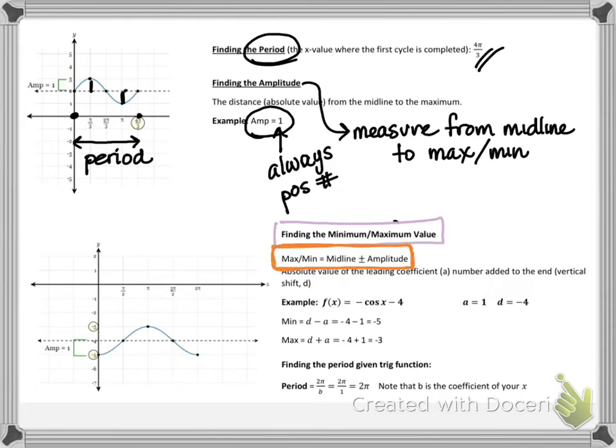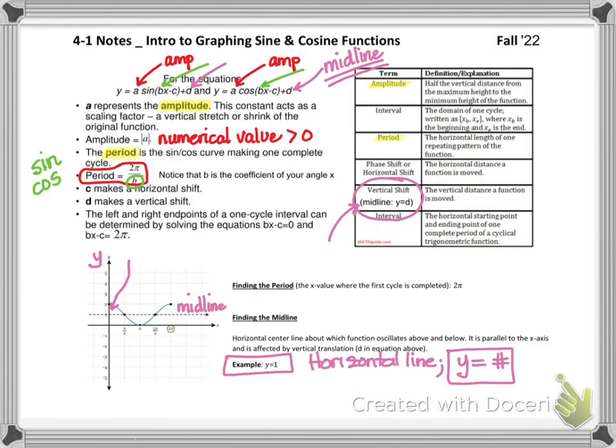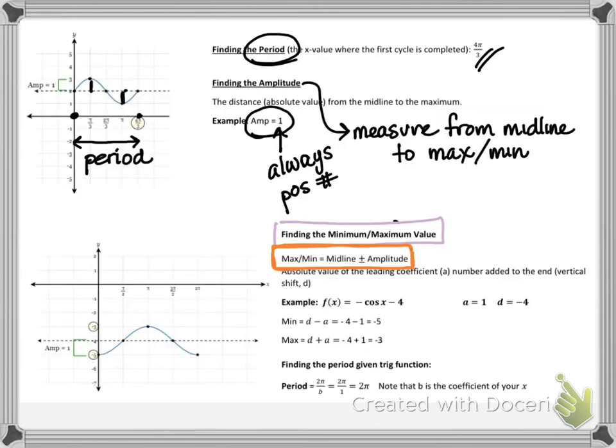Okay? Now, midline, remember midline in the previous page? Midline here is going to be our D value. All right? So when I come over here, midline is the D value in my formula, plus or minus amplitude, which we know is our A value.